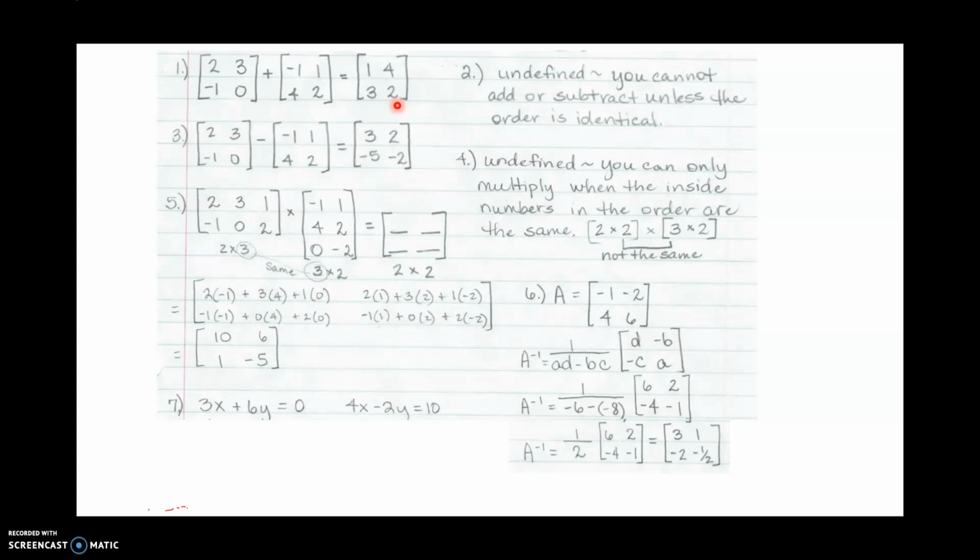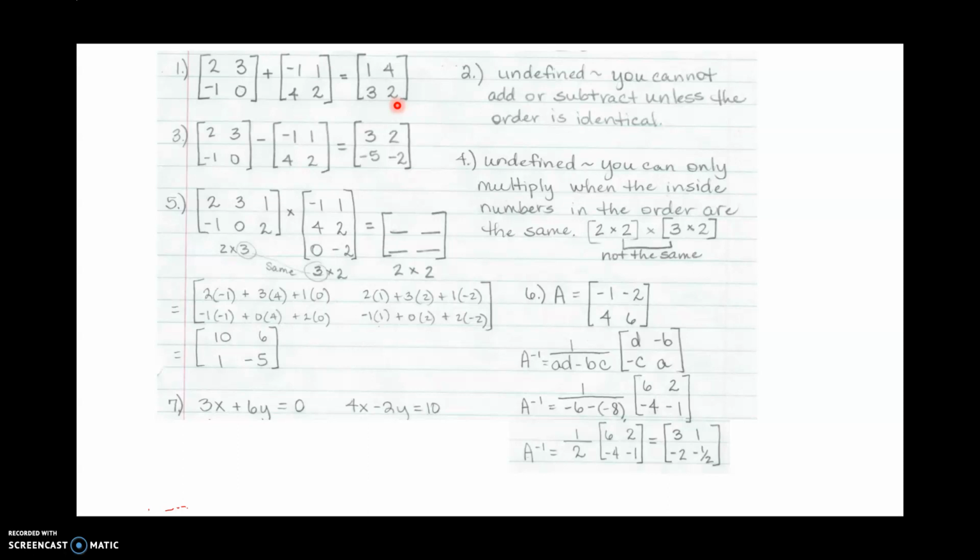For number 2, we have a 2 by 2 and a 3 by 2. Can you add a 2 by 2 and a 3 by 2? No, it has to be the exact same order. You can't add or subtract them. So for number 2, we could just say undefined, can't be done, impossible, something like that.